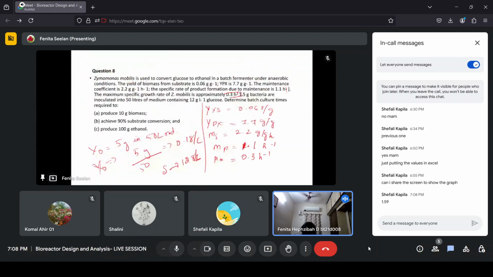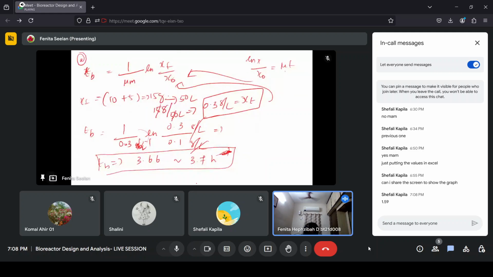So now what is the second question? The second question is determine Shifali has given 1.59. How did Shifali get 1.59? Shifali, where did it go wrong? I'm trying to figure out where I went wrong. Just calculate. Okay. So shall we move to the next segment of the problem?